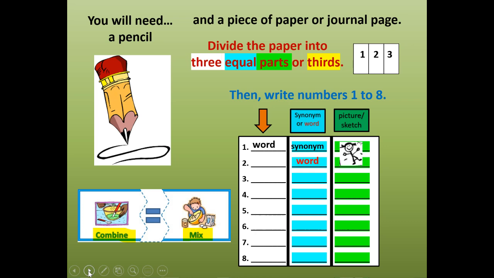So if you don't have your materials, push pause and get your pencil and paper. And when you've written 1 through 8, push play to join the lesson.